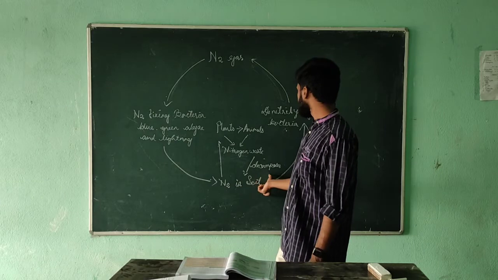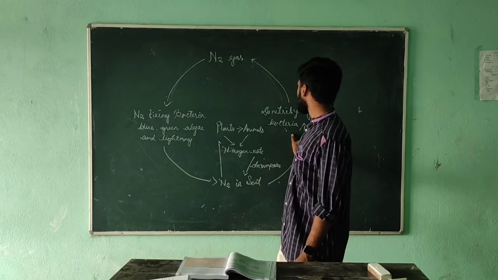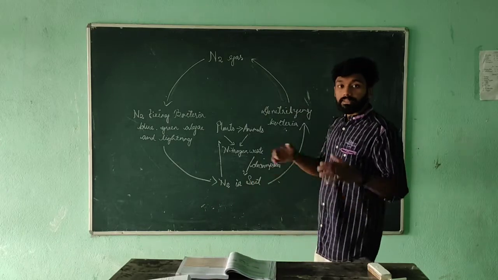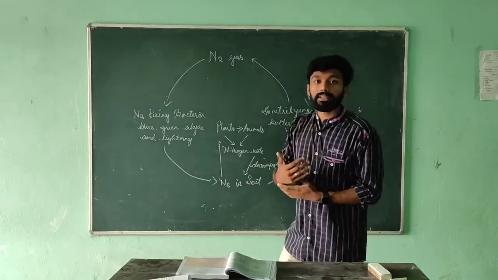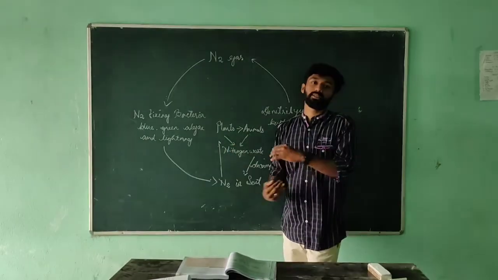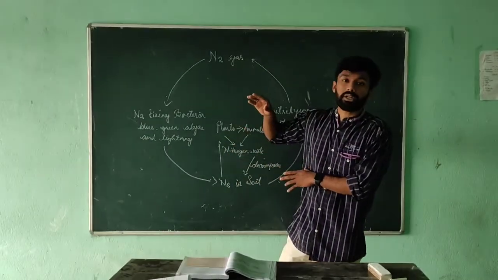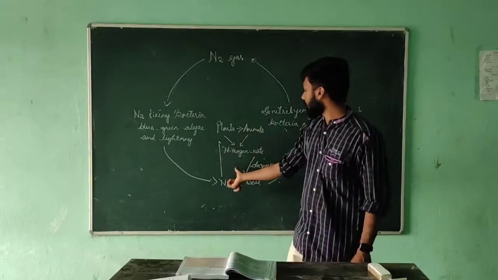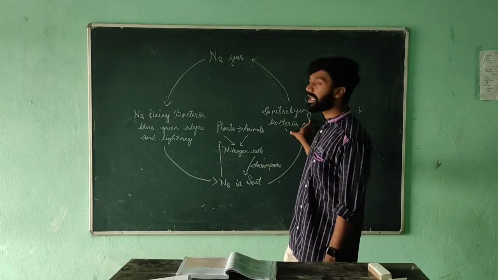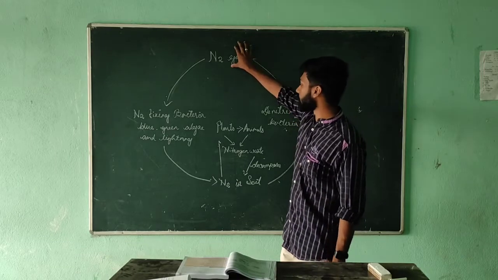Then, in the soil there are denitrifying bacteria. What the denitrifying bacteria do is convert these nitrogenous compounds again into atmospheric nitrogen, or nitrogen gas. So it is in solid form, and again it is converted to gaseous form by denitrifying bacteria. Then it is released.